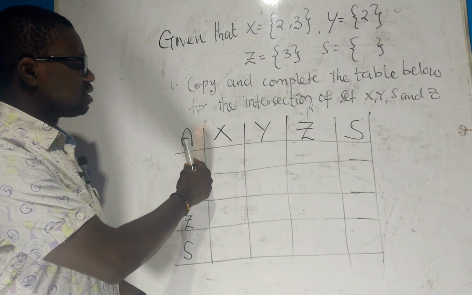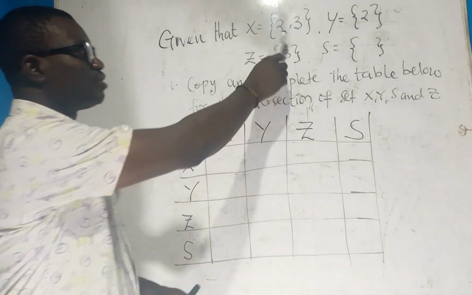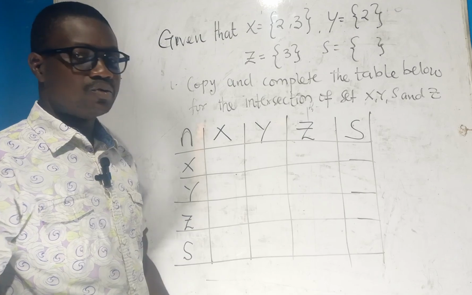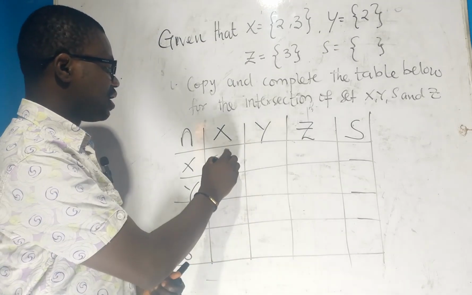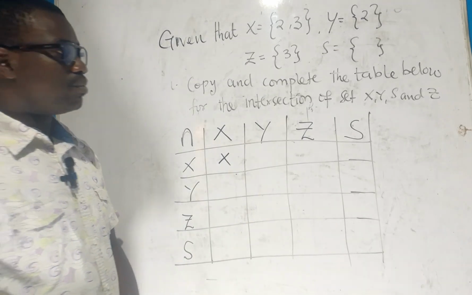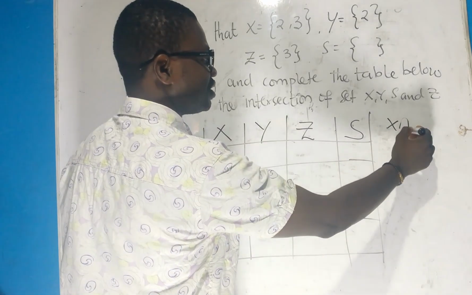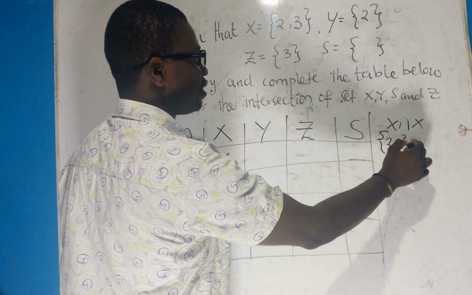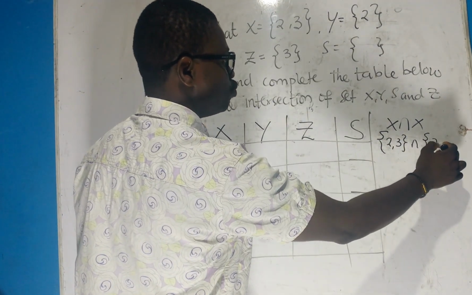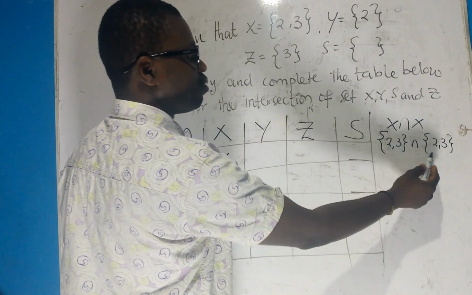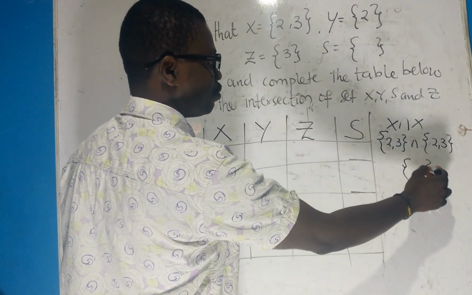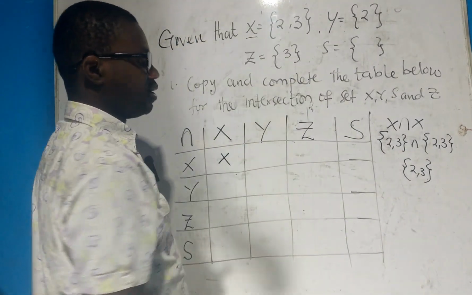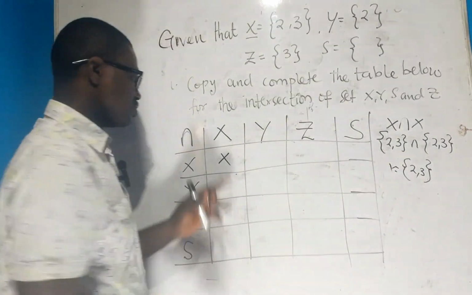Now x intersection x means that this particular set intersecting itself will give you similar values. That means you are going to have x. Let me demonstrate as an example: x intersection x means {2, 3} intersection {2, 3}, and the intersection will give you the same {2, 3}. And what is {2, 3}? The name is x. So you put the x there.